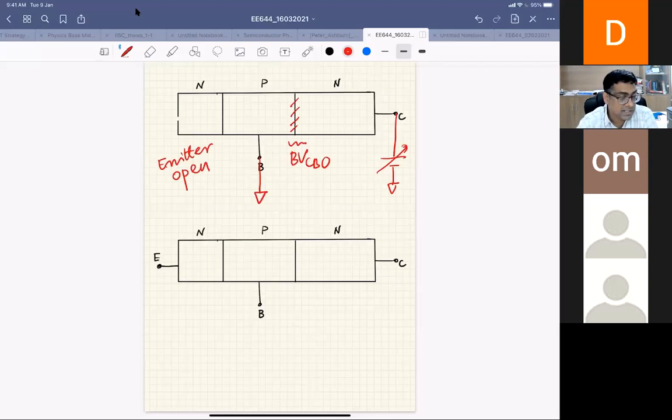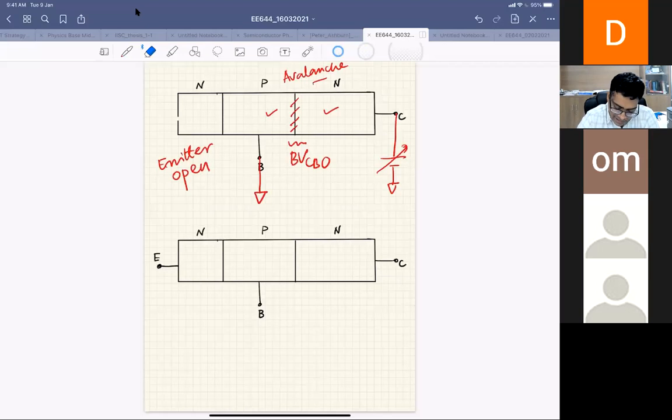If you look at the base side and collector side, their doping is not very high, right? In a bipolar junction transistor, your emitter doping is highest, then the base doping, then the collector doping, right? The base collector junction is not very heavily doped, both sides are not very highly doped. That's the reason this junction mostly has avalanche breakdown, not Zener breakdown, right?